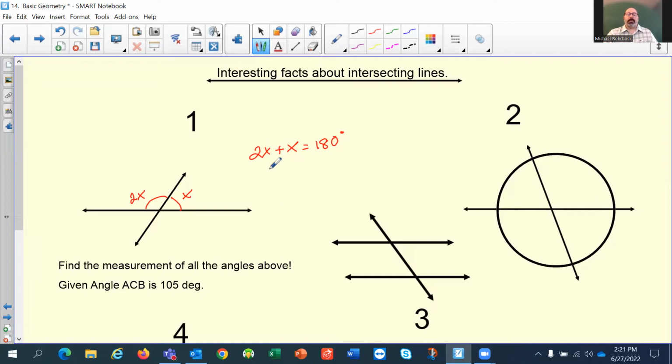2x plus x is 3x. If it equals 180, then you need to solve for x by dividing both sides by 3. That crosses out. x is equal to 180 divided by 3. It'd be 60. So that would make this one 60. This would be 2 times 60. So that would be 120. And then you could get the rest of them.